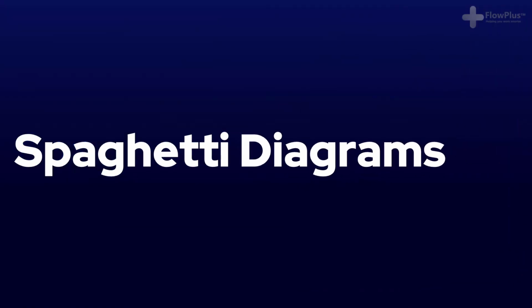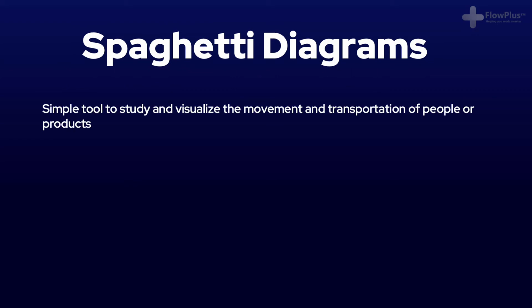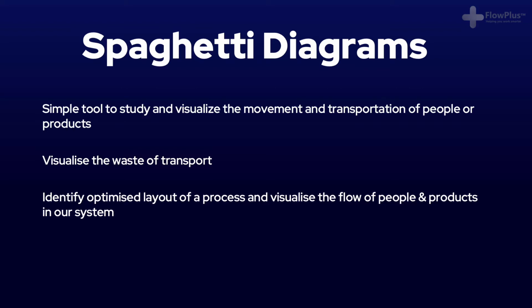Spaghetti diagrams, or spaghetti graphs, are simple yet powerful tools used to study and visualise the movement and transportation of people or products. At this point in the course, we're all very aware of the need to minimise waste. A spaghetti diagram helps visualise and quantify the waste of transport, allowing focused steps to then be taken to minimise these muda.